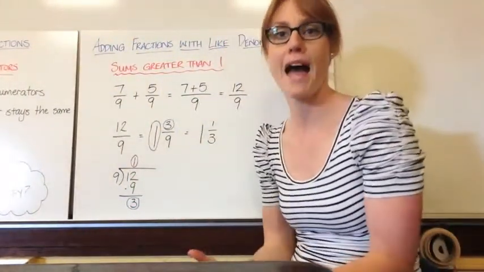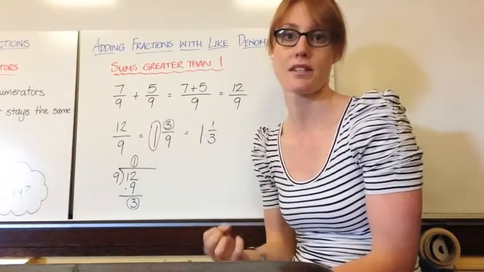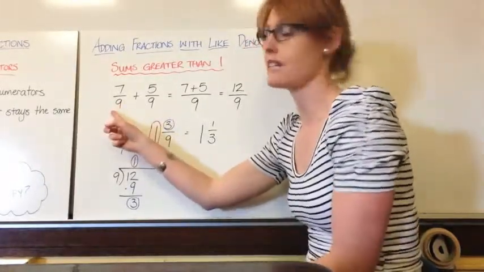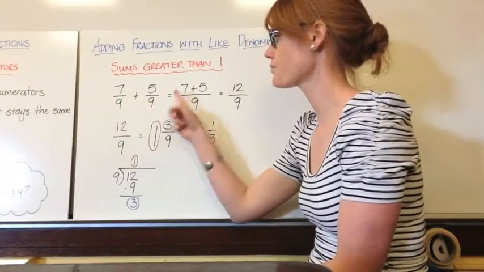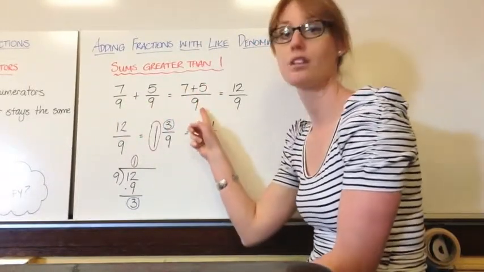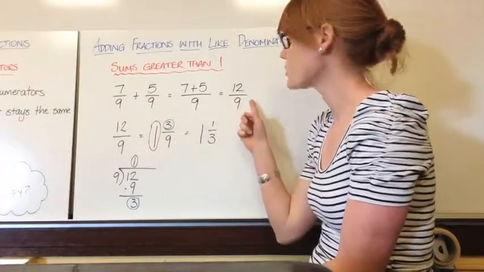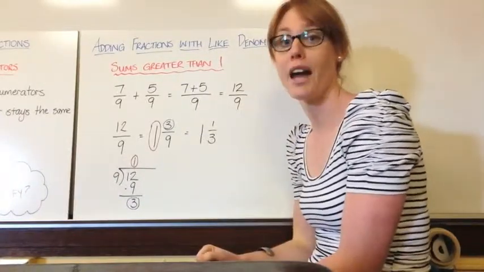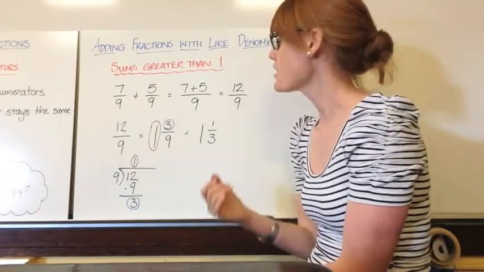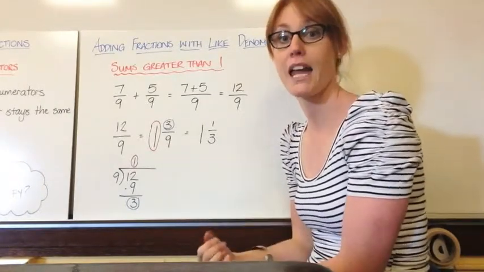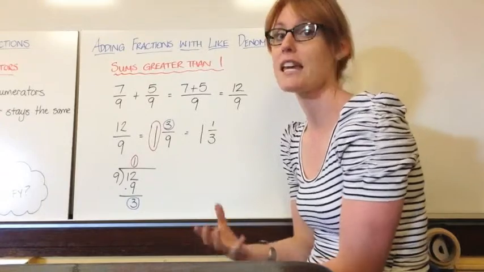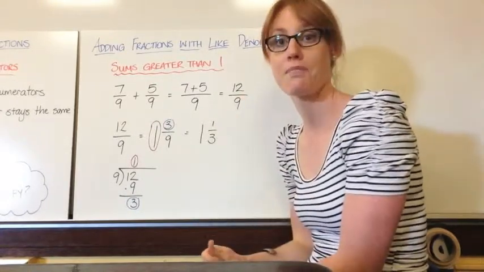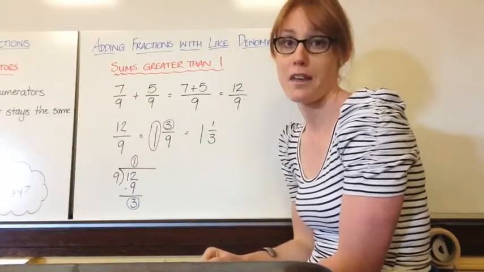What happens if I'm adding fractions and I end up with a sum greater than 1? Let's have a look. If I have 7/9 plus 5/9, I have 7 plus 5 on 9, which is equal to 12/9. Now, I automatically look at 12/9 and recognize that it is an improper fraction. And what I know about improper fractions is that when the numerator is greater than the denominator, the improper fraction will be greater than 1.